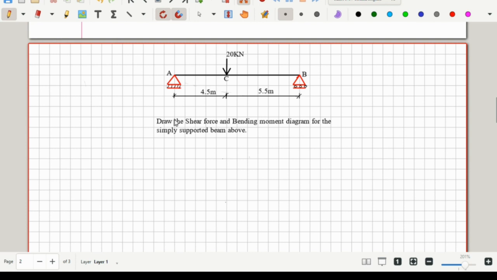Welcome guys. In today's tutorial, we'll be looking at drawing the shear force and bending moment diagram for a simply supported beam. And we'll be using the example as shown on the screen. With this example, we have a 20 kilonewton point load acting at C, which is 4.5 meters away from the hinge support at A.